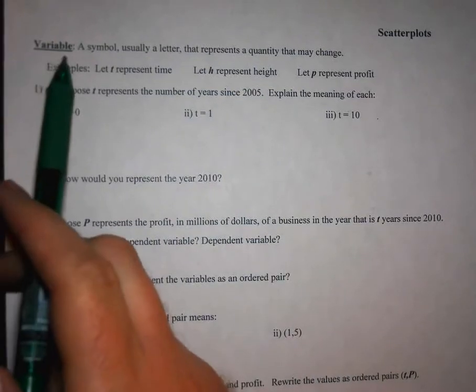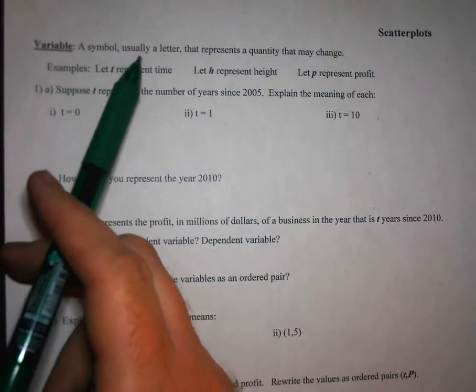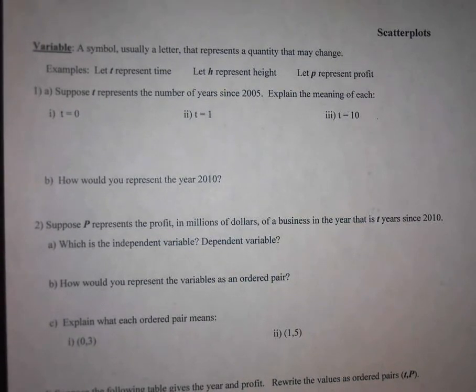Okay, here we're going to look at variables. All that a variable is, is a symbol, usually a letter, that represents a quantity that may change. Variables are usually where students start to have a hard time with math, because that's when you start introducing x's and letters to represent quantities.